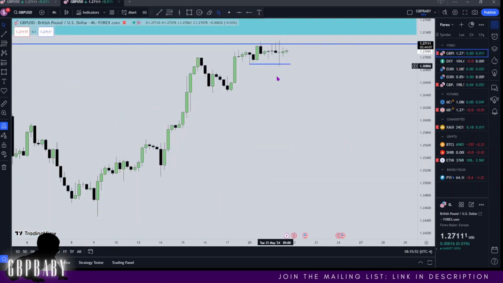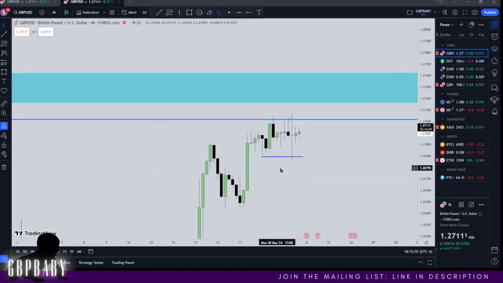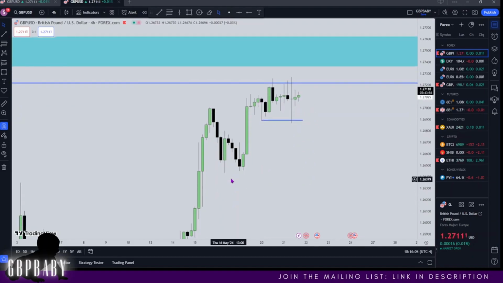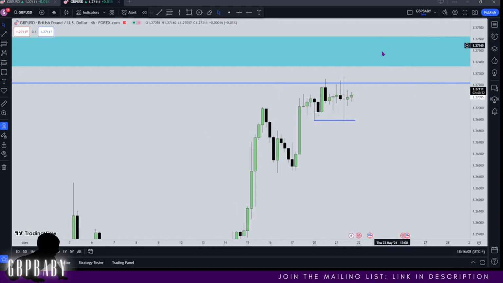But my point is that liquidity has been grabbed from below this low. So if anything, we should now be permitted to trade higher. If this low gets violated now, then I'll be expecting a significant movement lower into this south side liquidity. But I'm still bullish on pound, which is why I want to see us trade up into this fair value gap.